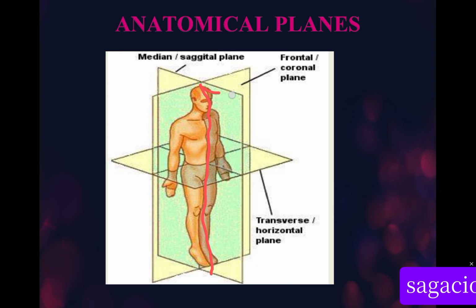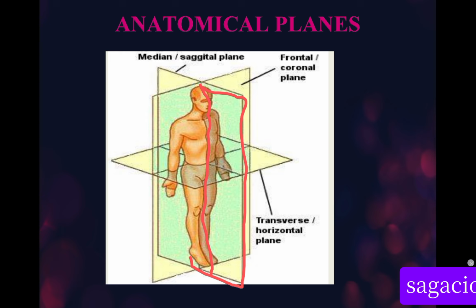Look at the median plane. They are imaginary planes. It's a plane you will imagine. So look at that median plane. It is dividing the body into two equal halves, right and left. They are equal. That is the median sagittal plane, while the sagittal plane is any plane that is parallel to it.